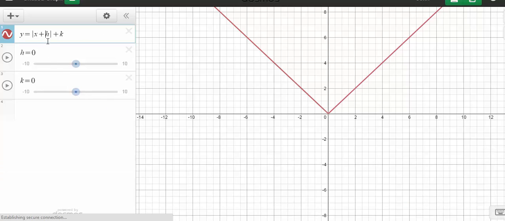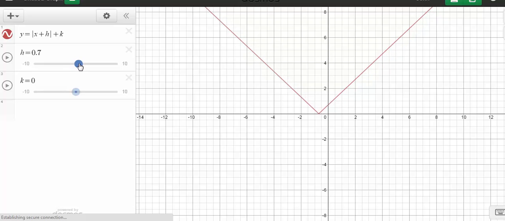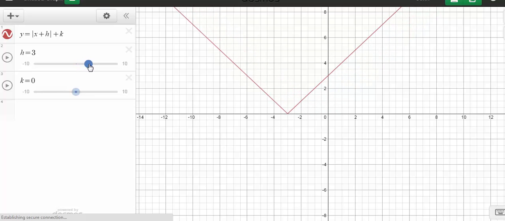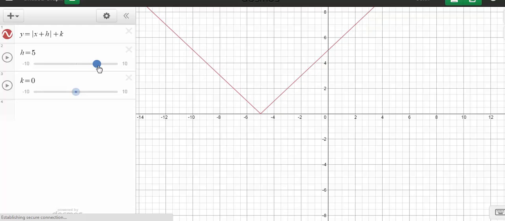Now what I want you to watch is what happens as h moves. That's inside the grouping, right? So we know that's a horizontal movement. As h moves to the right, I'm making h closer to 10. I'm moving to the right. Take a look at the graph though.